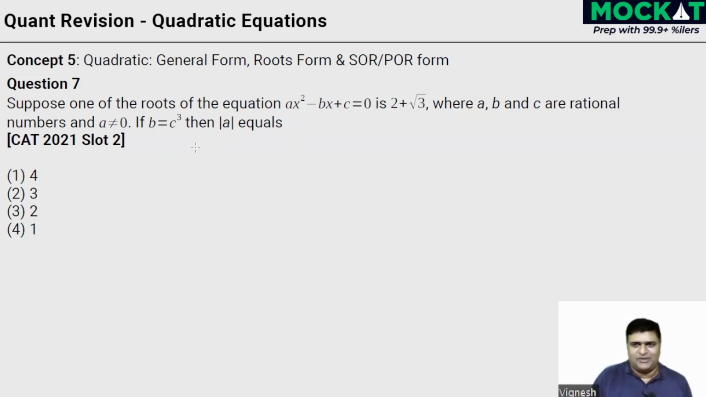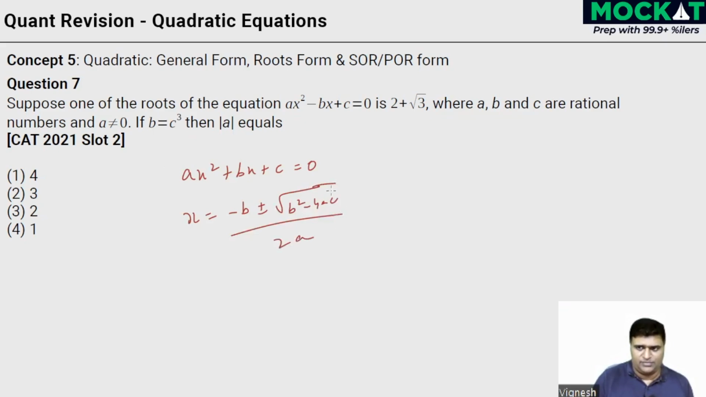So the next concept, let me just give you an overview, and then we look at question 7, just in case some of you wouldn't be knowing. So if ax square plus bx plus c equals 0 over here, then x equals minus b plus or minus root of b square minus 4ac by 2a. And this is something which all of you should be knowing by now, right? We're looking at revision.